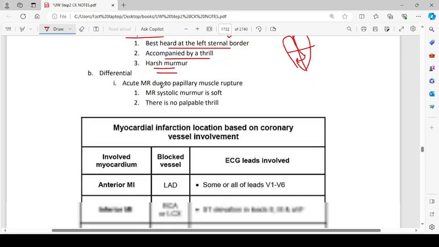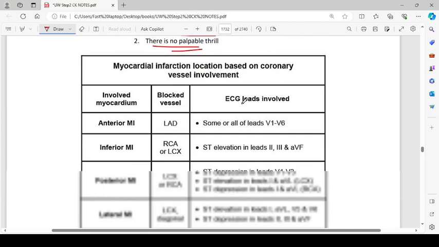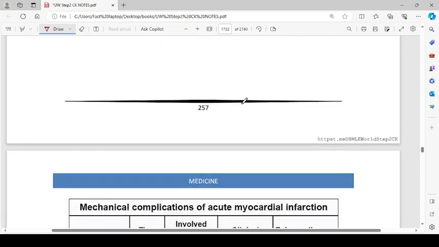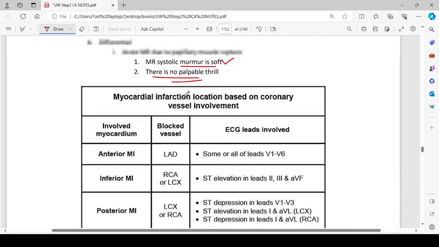Differentials include acute mitral regurgitation due to papillary muscle rupture. Mitral regurgitation systolic murmur is soft. There is no palpable thrill. Then these are the lead localizations of the myocardial infarction.